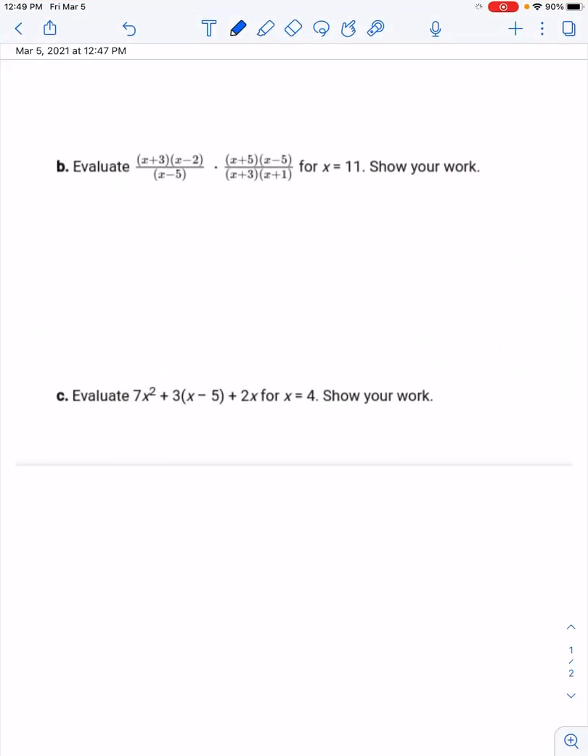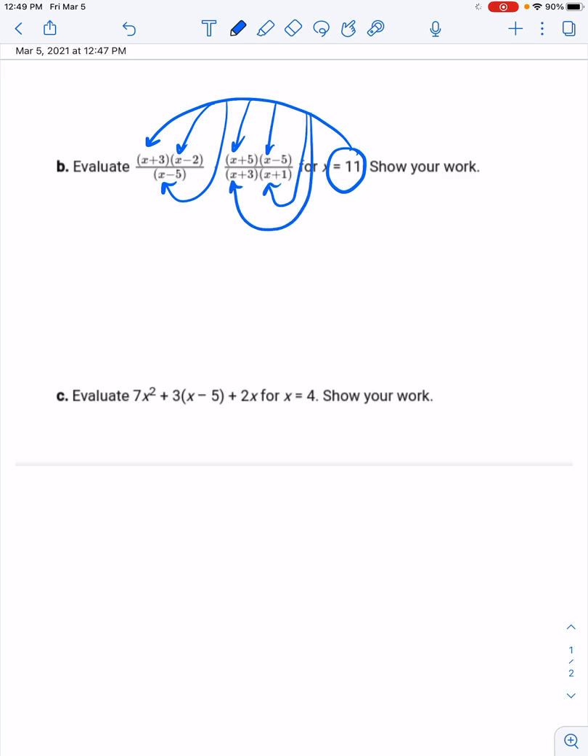So for this first problem, it says evaluate x plus 3, x minus 2 all over x minus 5, and then times x plus 5, x minus 5 all over x plus 3, x plus 1 for x equals 11. What that means is I essentially plug 11 in for all of my x's. You plug 11 in for all of those. Then I want to know what my answer is.